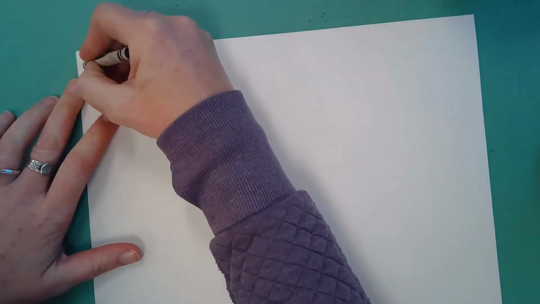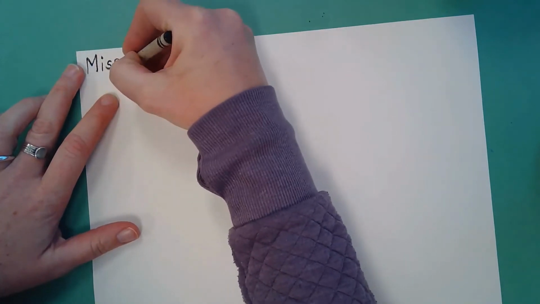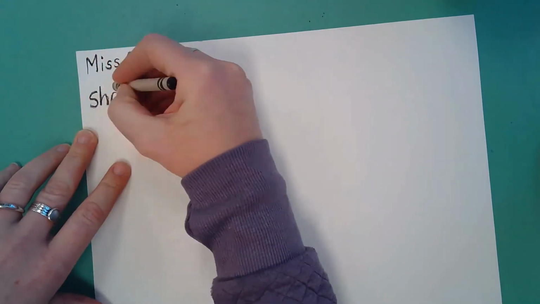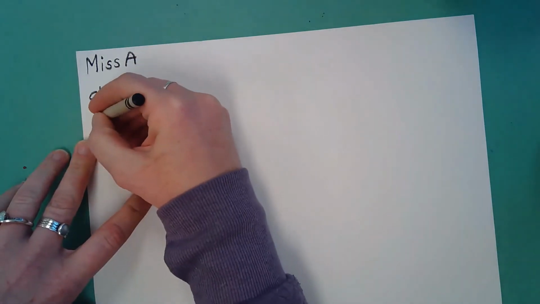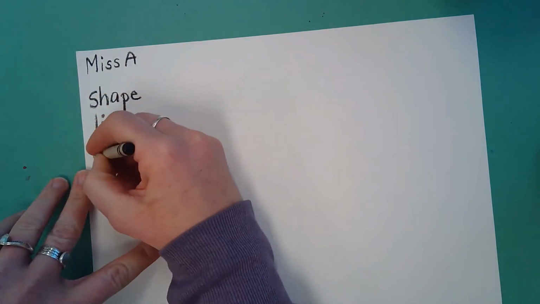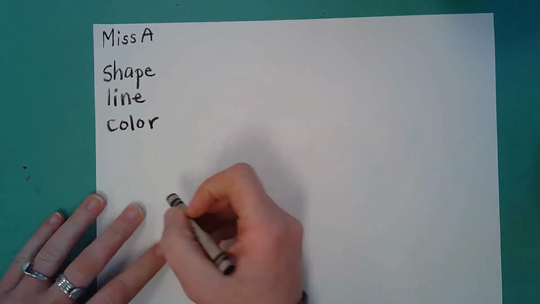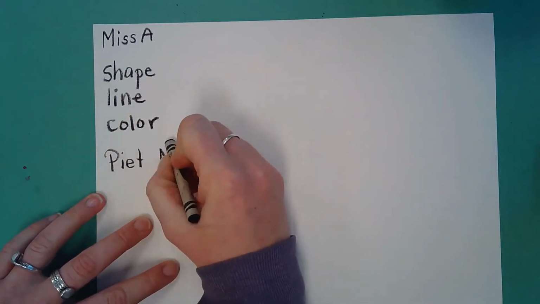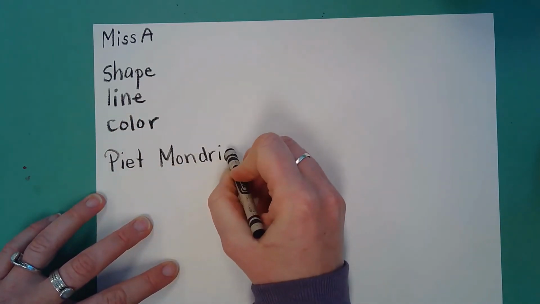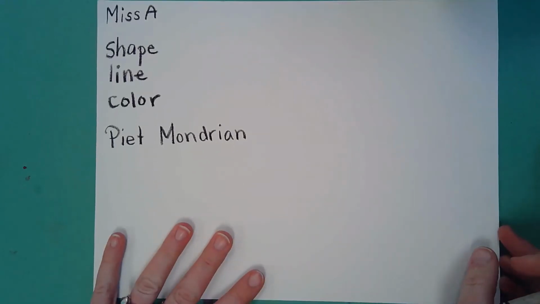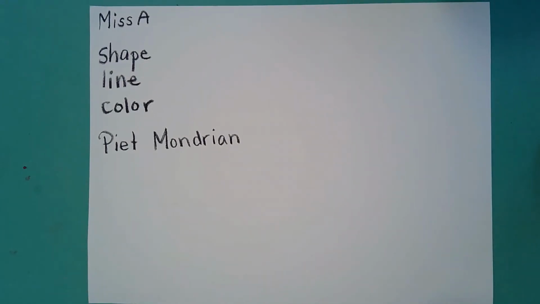Whoops, I almost forgot to write my name on the back. On the top left corner, write your name. Under that, we will write shape, line, and color. These are the elements of art that we are using to complete this project. And last, write Piet Mondrian. He is our artist that we are studying. Pause the video if you need more time to write these down.